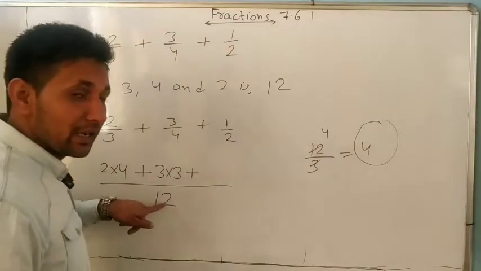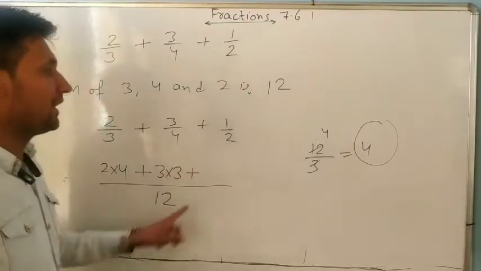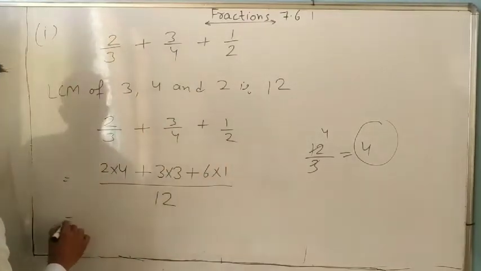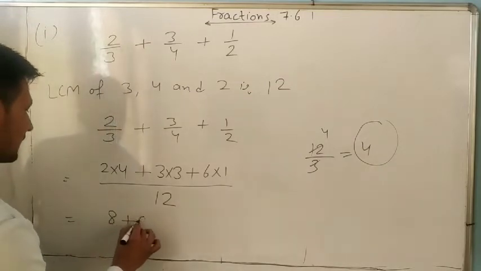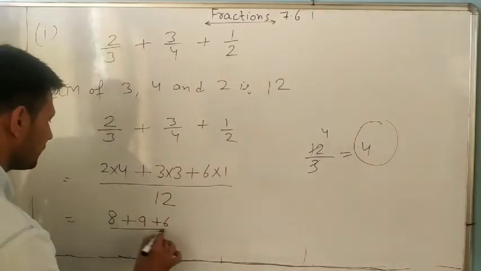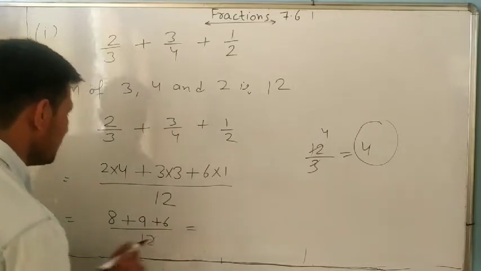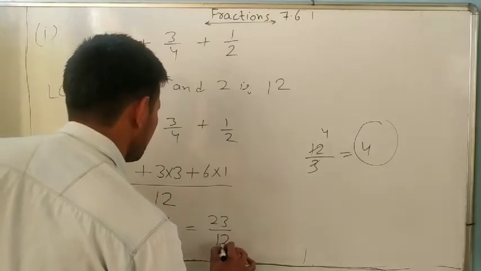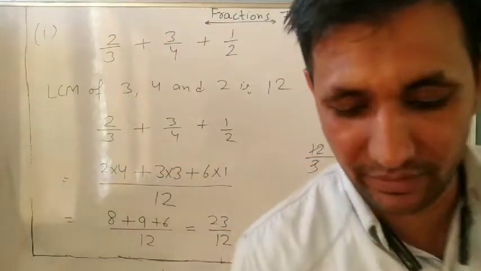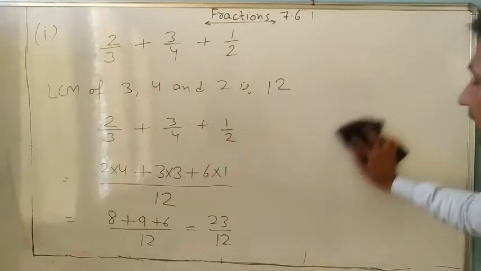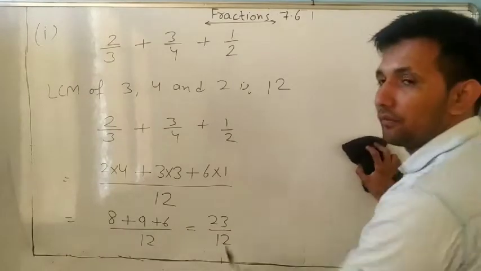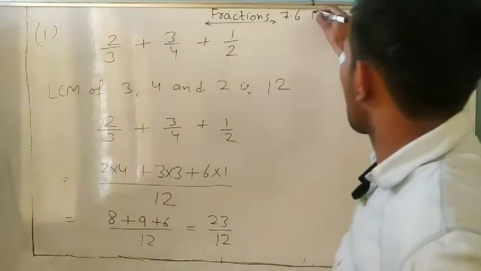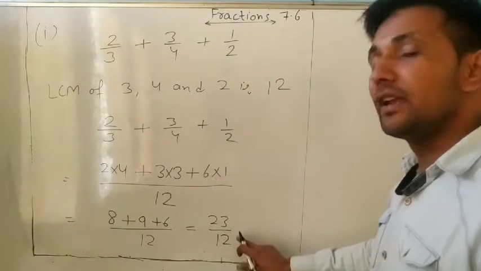Again, the LCM is divided by the denominator: 12 divided by 2 is 6. And what we get, multiply by the numerator. Same as it is. So it is 8 plus 9 plus 6 divided by 12. 8 plus 9 is 17, plus 6 is 23, divided by 12. Now tell me, is it like fraction or unlike? Is it a proper fraction or an improper fraction? It is improper.